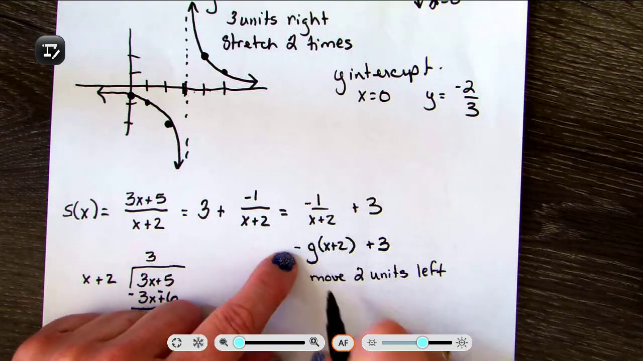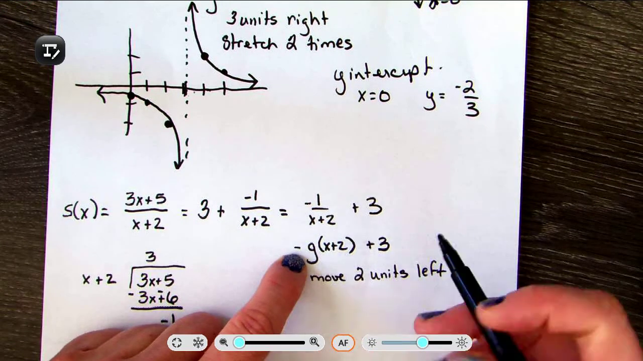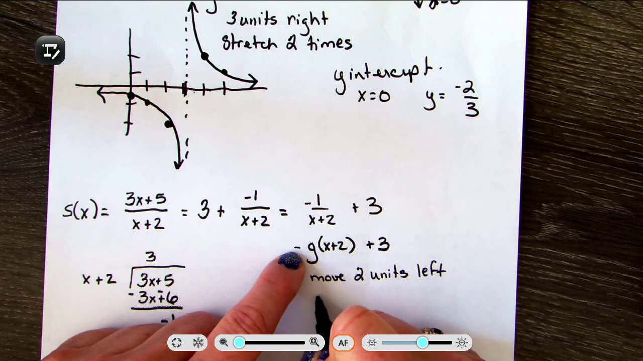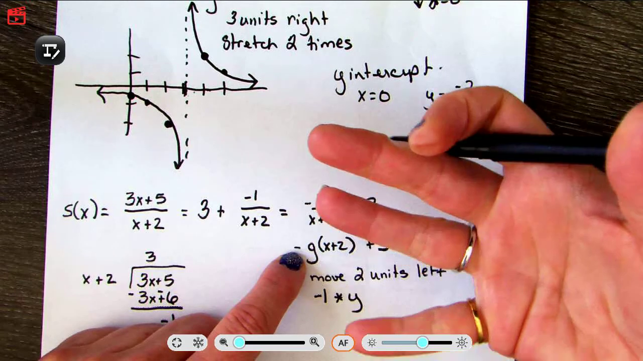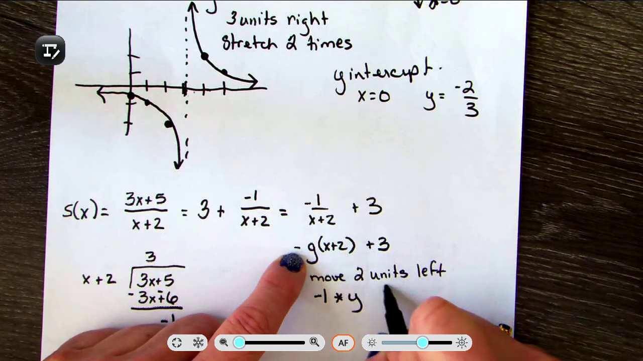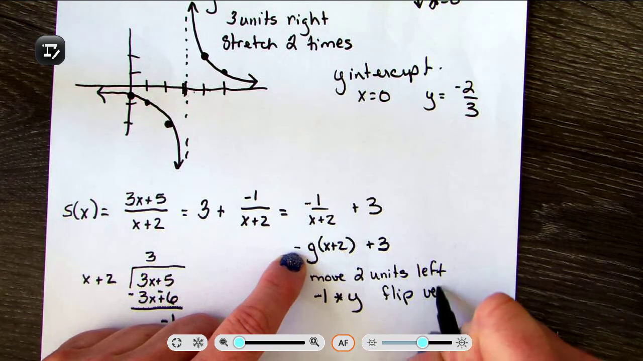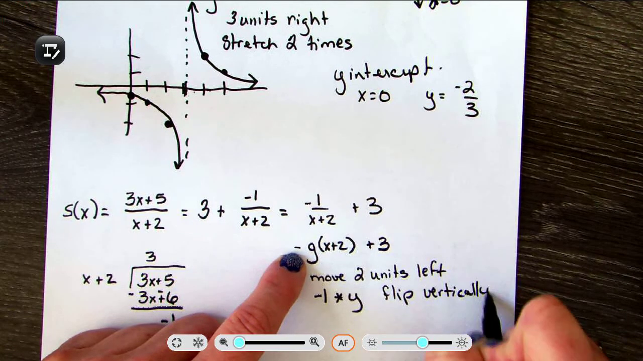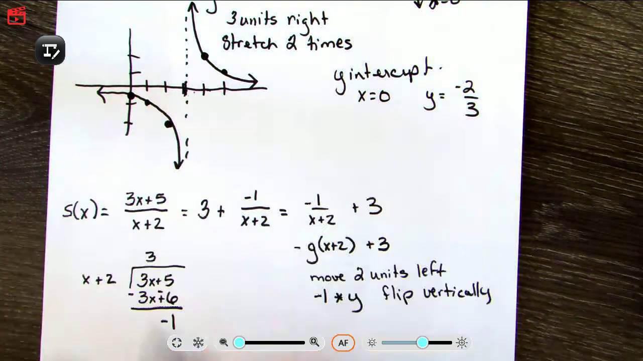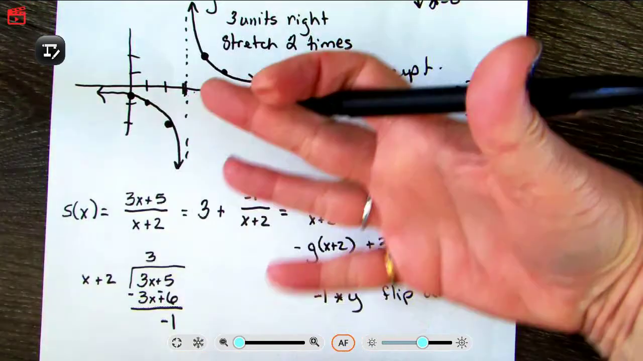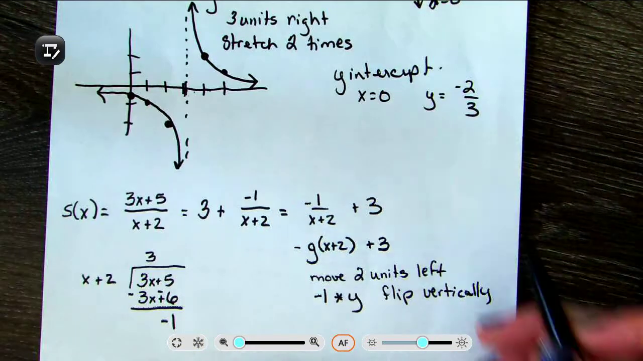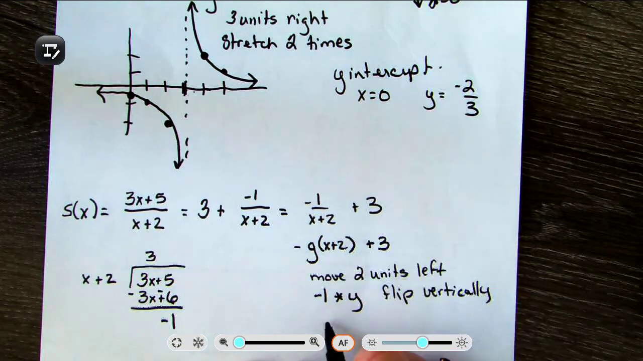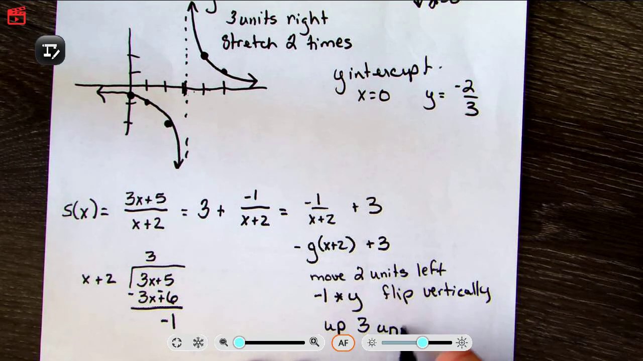Then this negative is multiplying all those y values, so we're going to be -1 times our y values, which is going to cause it to flip vertically. So the values are going to flip upside down. Hopefully you guys can see me do this. I'm kind of flipping it upside down here. Okay. And then this plus 3 is going to move the whole thing up 3 units.